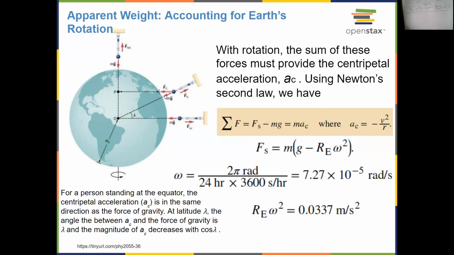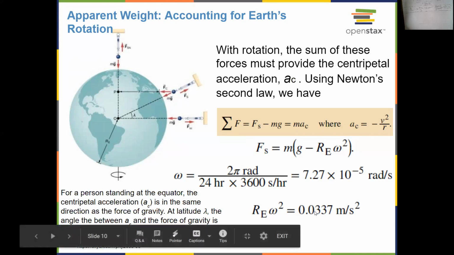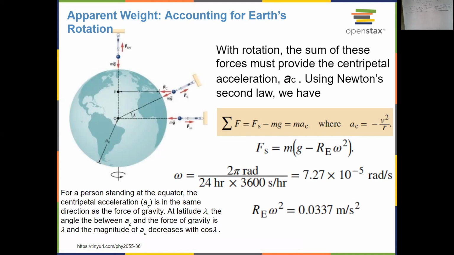It's going to be this: Re times omega squared, where omega is the angular speed of the Earth's rotation. It contributes an acceleration of about 0.0337 compared to 9.80. So this is a small number and we can actually ignore it, but just keep in mind there's a little bit of effect due to Earth's rotation. So whatever you measure is not exactly the real weight; it's slightly different.